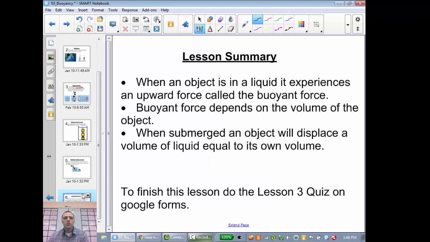So in closing, here are some of the key points to buoyancy. When an object is in a liquid, it experiences an upward force that we call the buoyant force. Any object in any liquid will experience a buoyant force. The buoyant force depends upon the volume of the object. It also depends upon the liquid, but in most cases that's water, so it really depends upon the volume of the object. And when you submerge an object, it will displace a volume of that liquid that's equal to its own volume. These are the keys to buoyancy.